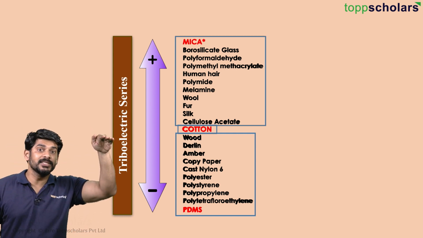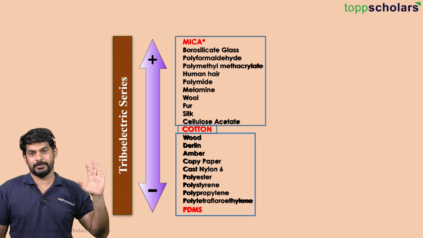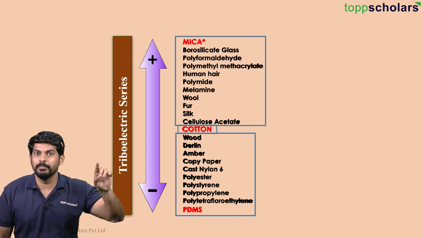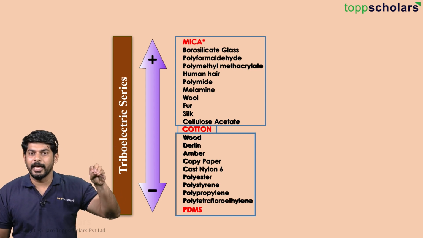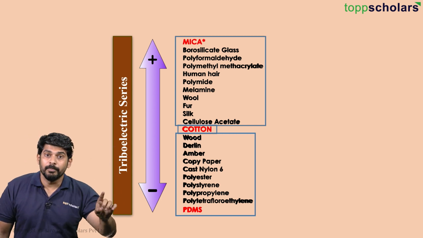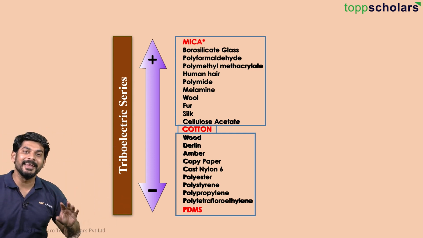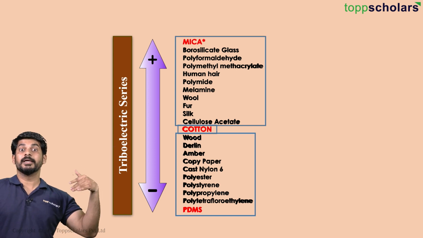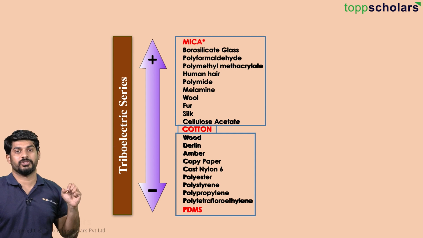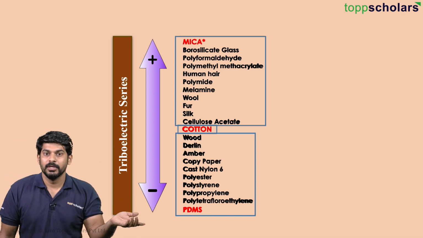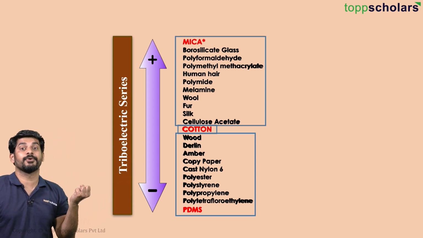When mica is rubbed with some other material, it will become positively charged. The thing to remember here is that when mica is rubbed with another material, like let's say amber or maybe wood, then the mica will become positively charged, but the wood or the amber will become negatively charged. Since mica is becoming positively charged, that means it is losing electrons. That's why it is becoming positive. And since amber is becoming negatively charged, that means it is gaining electrons.